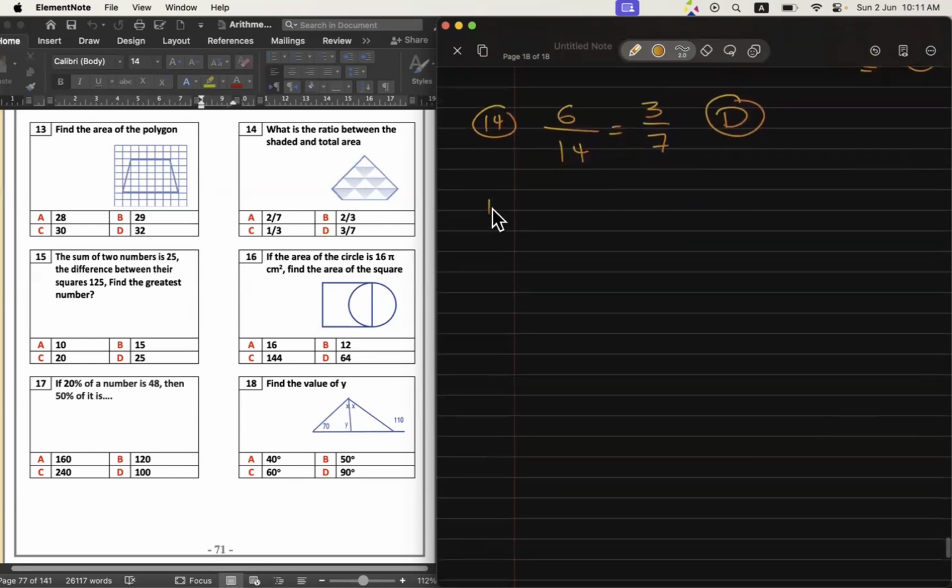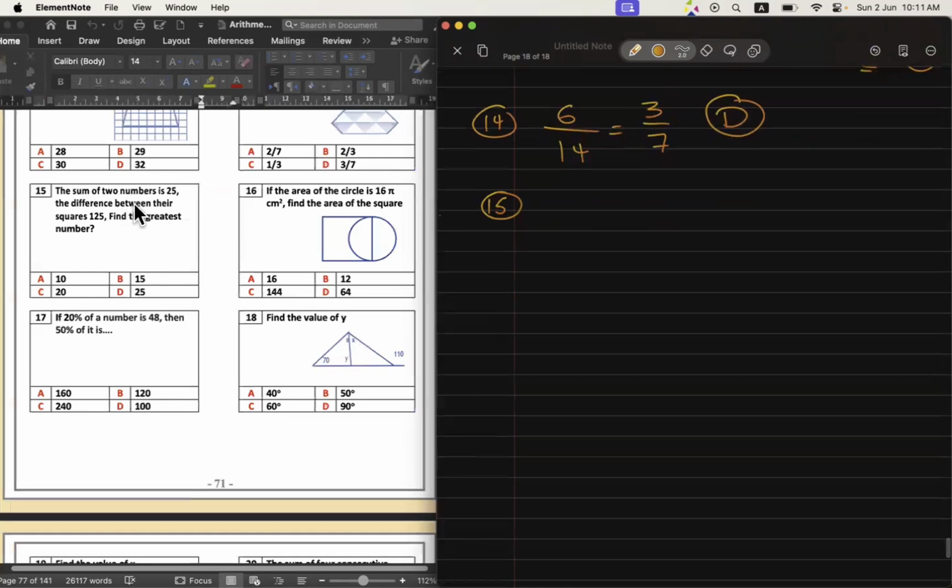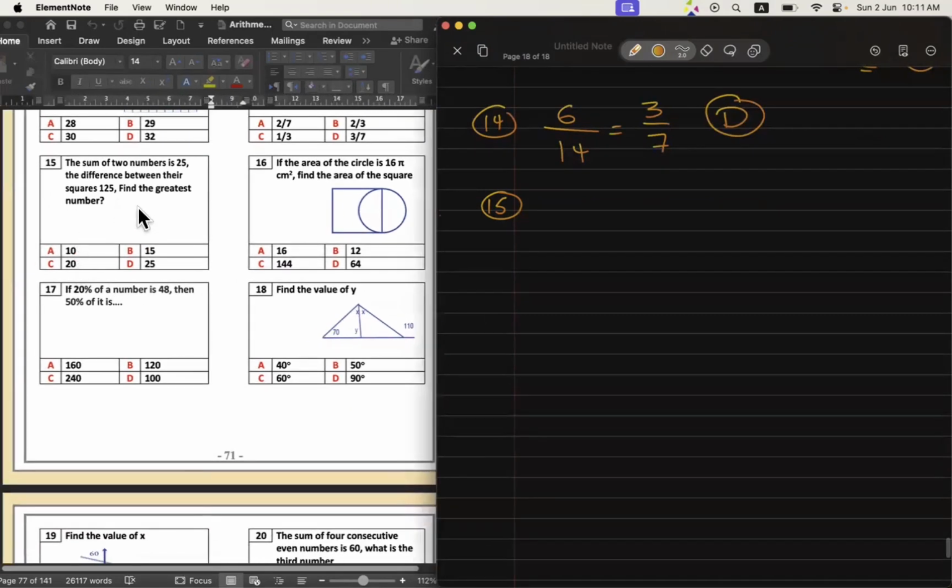Question 15. The sum of two numbers is 25, and the difference between their squares is 125. Find the greatest number. Okay, we can check the choices. If we choose one of them, like 15, and we have 10 and 15, this is the greatest number. The sum of 10 and 15 is 25, so it satisfies the first condition.